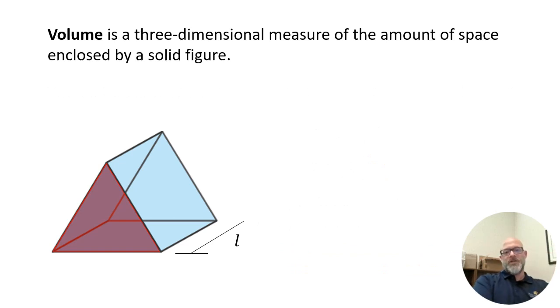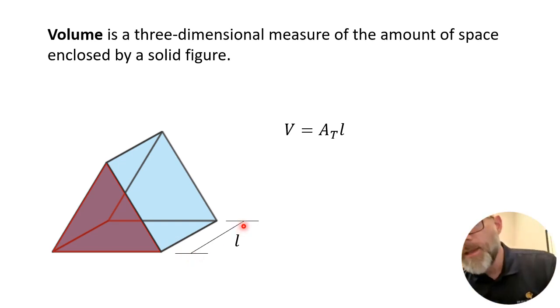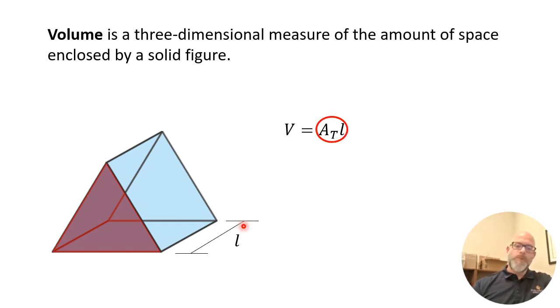Volume is a three-dimensional measurement of the amount of space enclosed by a solid figure. Volume for a prism would be the area of this triangle times this length. That'll work for a triangular prism. Let's think about this. Does this make sense? Sure it does. Look at the area of the triangle. A sub t means area of a triangle. L means length. The area of the triangle is in red. If I multiply it times length, that's going to sweep out all the volume. The area of that triangle sweeps out all the volume of the solid.